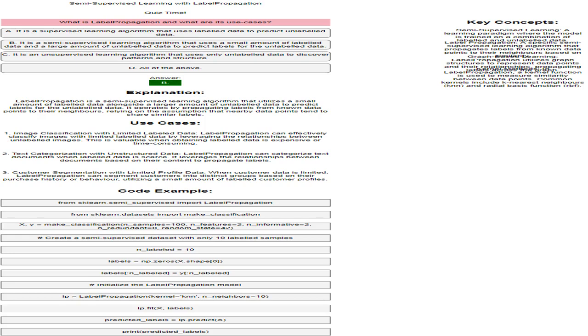What is label propagation and what are its use cases? A. It is a supervised learning algorithm that uses labeled data to predict unlabeled data. B. It is a semi-supervised learning algorithm that uses a small amount of labeled data and a large amount of unlabeled data to predict labels for the unlabeled data. C. It is an unsupervised learning algorithm that uses only unlabeled data to discover patterns and structure. D. All of the above.